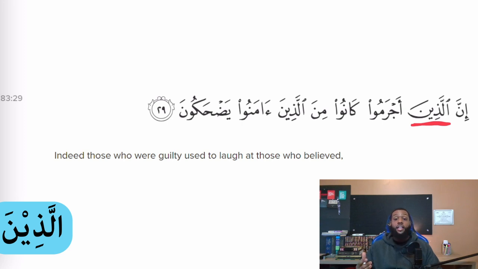So innal ladhina. So we have alladhi, the one who or that which, masculine. We have allati, the one who or that which, feminine. We have alladhani, the two who, right, in the dual form. Allatani, the two who, in the dual feminine form. And now we have alladhina, those who, right, in the plural masculine form, right? So indeed, those who were guilty used to laugh at those who believed.